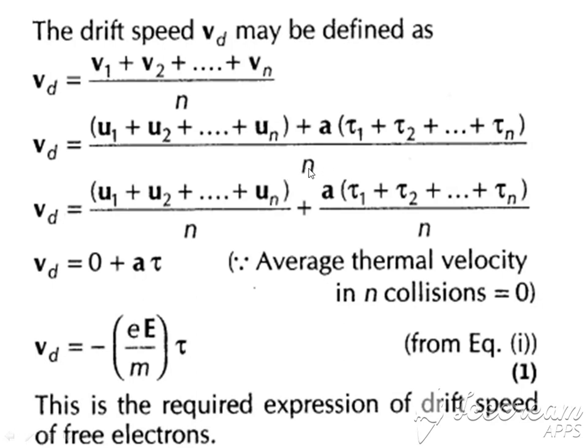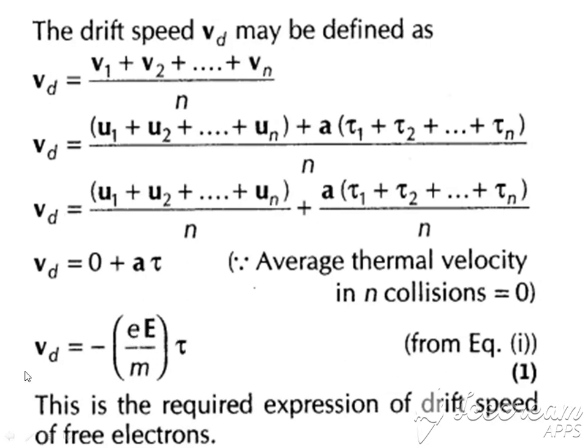This n can be divided on both sides. Now this is the average initial velocity, and this term, tau 1 plus tau 2 up to tau n divided by n, is the average relaxation time of the electrons. Now the average initial velocity will be taken as 0 because they all are moving in random directions. So we take this value as 0. We are left with 0 plus a tau. a we have calculated earlier, that was eE by m. So we put the value, eE by m tau.